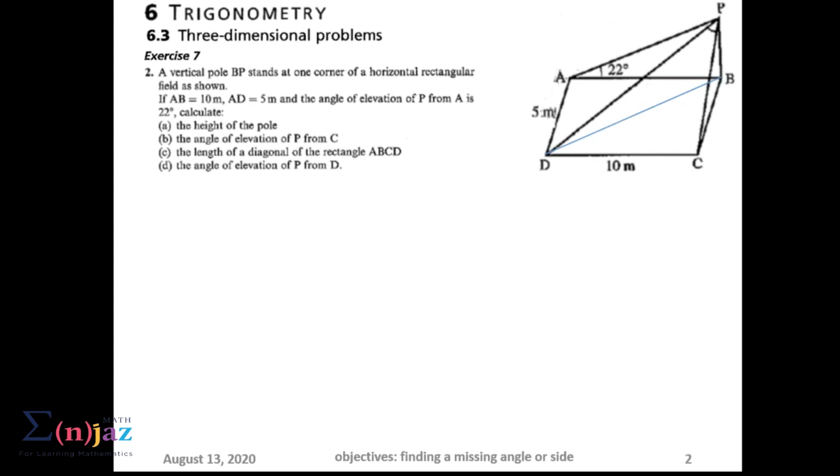Let's go to the last two parts of the question. So, the length of a diagonal of rectangle ABCD. Let's draw a little sketch of rectangle ABCD. As you know, in a rectangle, every two opposite sides are equal, and each angle in a rectangle is equal to 90 degrees. So, this is 10, which is given to me in the question. This is 5, given to me in the question.